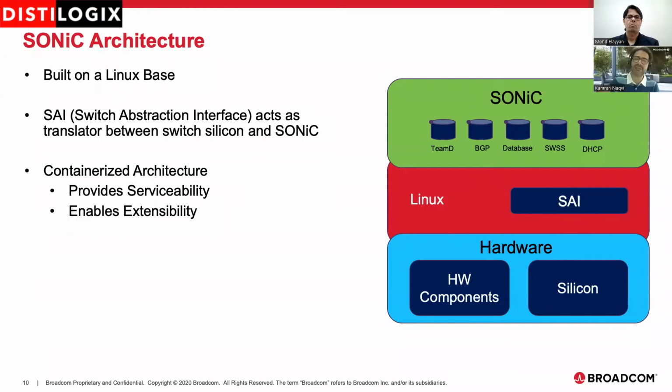SAI acts as a translator between the silicon and SONiC. So it talks to the silicon SDK and it talks to SONiC. And because of SAI, SONiC is independent of hardware. SONiC can work with Broadcom silicon, but it can also work with Mellanox silicon, Innovium silicon, Cisco silicon, Juniper silicon, and so on. It is a disaggregated operating system thanks to SAI.